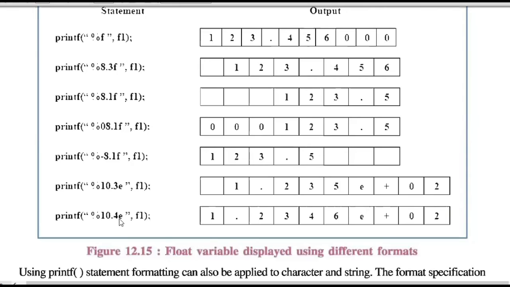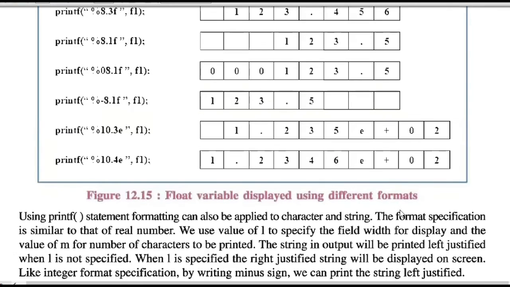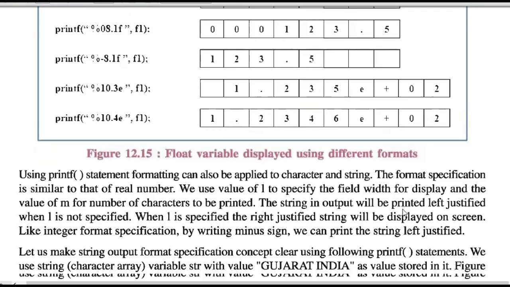Same way here 10.4e. So in the decimal part you will get 4 places, that is 2 3 4 and 6. This is rounded off. Okay, and the e exponent part is plus 02. This is the power of 10. So this way we can format our output.